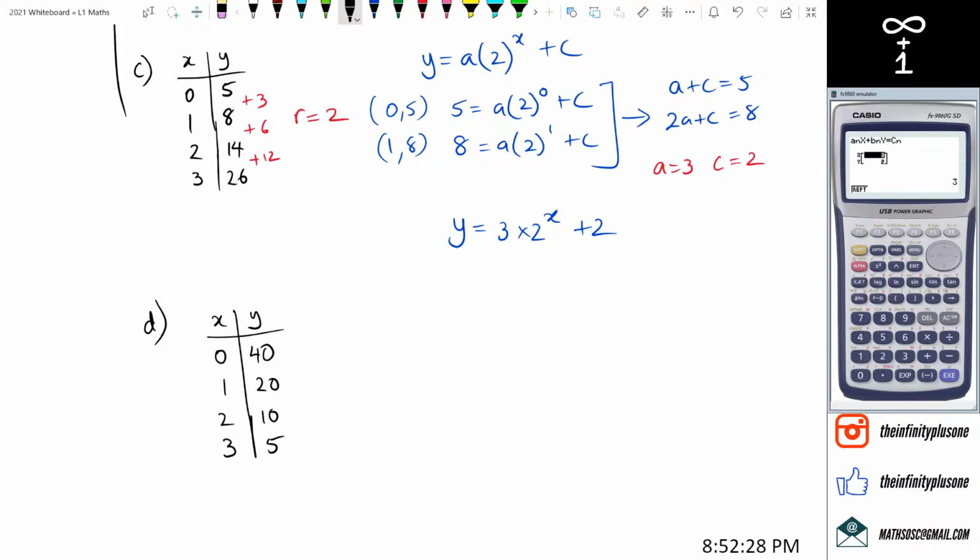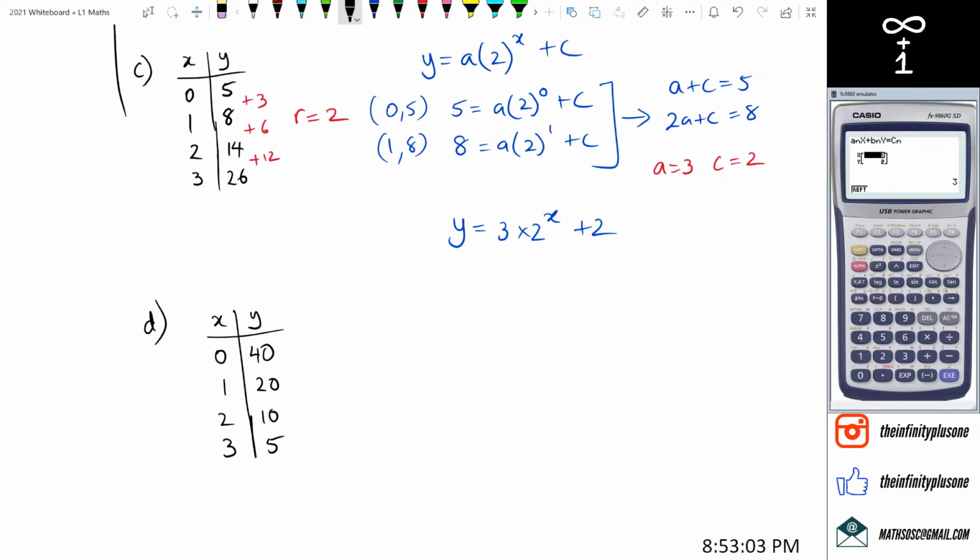As you guys would have figured out, r is equal to 0.5 because everything is getting halved here. And then we're going to chuck it into our equation. So let's not write in red, that's just rude. Let's go with blue here. So we've got a(0.5)^x plus c. Then taking our points, we've got 0 and 40. So we get 40 is equal to a(0.5)^0 plus c. Then we've got 1 and 20. So we get 20 equals a(0.5)^1 plus c.